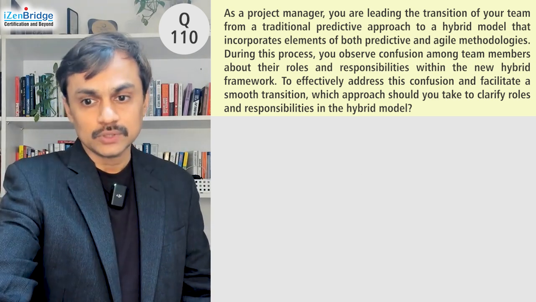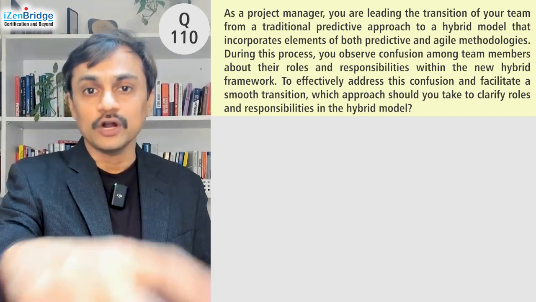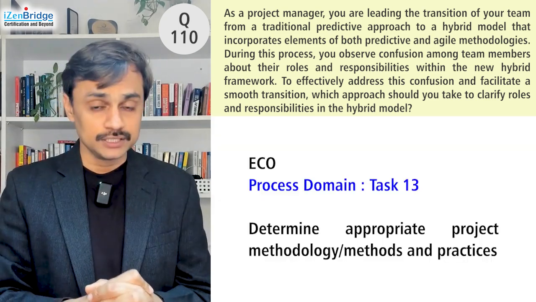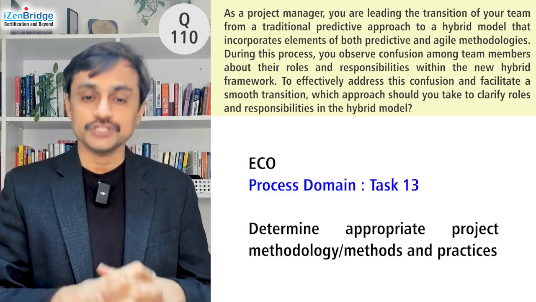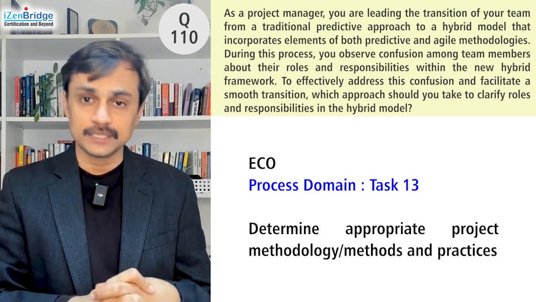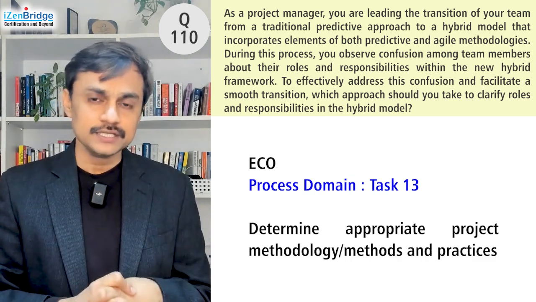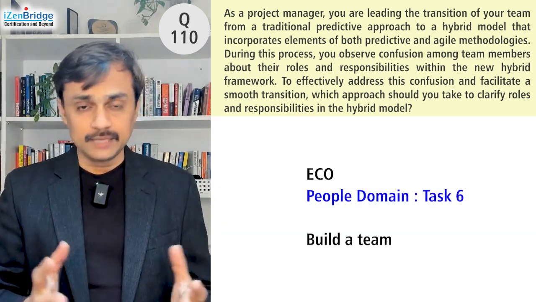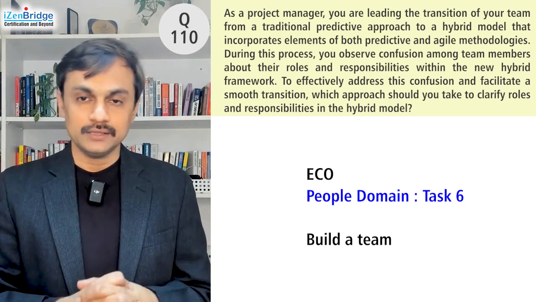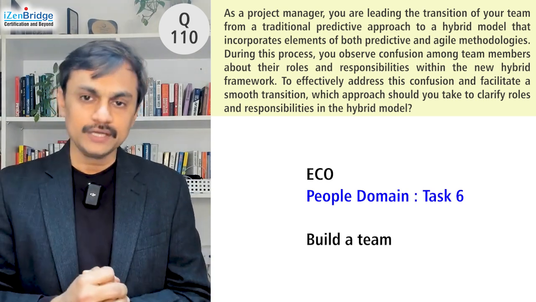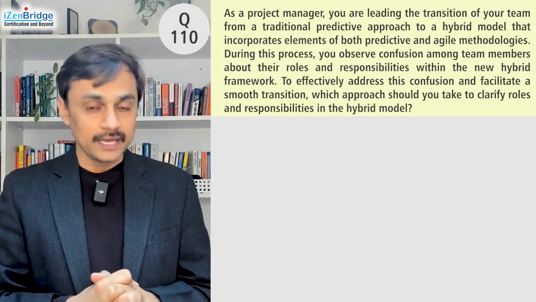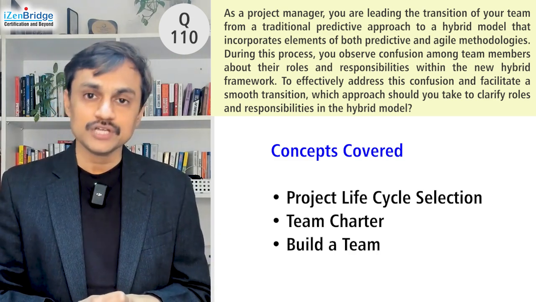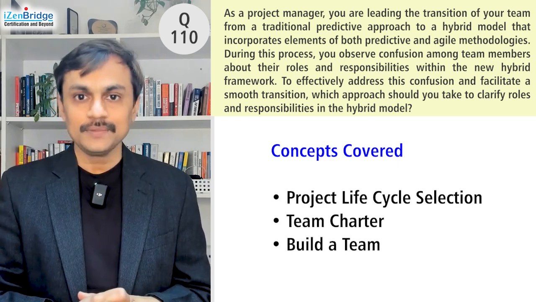This particular question, though it is a little bit under the context of agile, might be touching task 13 of the process domain, which is focusing on determine appropriate project methodology, methods, and practices, because roles are also practices. It also maps to people domain task 6, which is focusing on build a team, because we are probably rebuilding the team in the new way of working, which is hybrid now. So it focuses on topics like project lifecycle selection and tools. It focuses on topics like team charter also, and building the team as well.